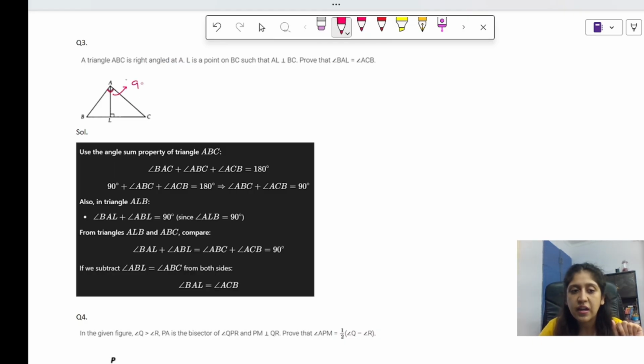इसका मतलब होता है that the angle is 90. Alright, so I have 2 90-degree angles in the triangle, and I have to prove BAL angle, so this angle, and ACB angle. So I have to prove that BAL and ACB, they are equal. I hope the concept is clear. BAL and ACB angles are equal.